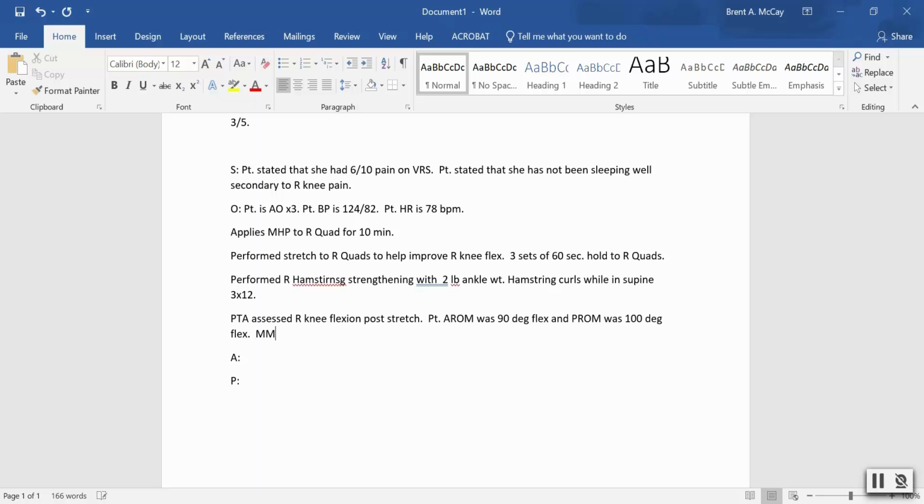And then MMT for right knee flexion remains at 3 out of 5, right? Because you performed the test, but one treatment session is not going to make a person's muscle grade jump. But any of that stuff you list here.